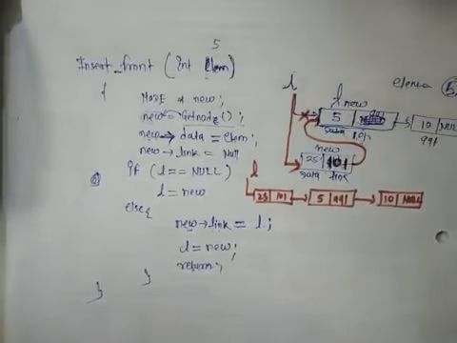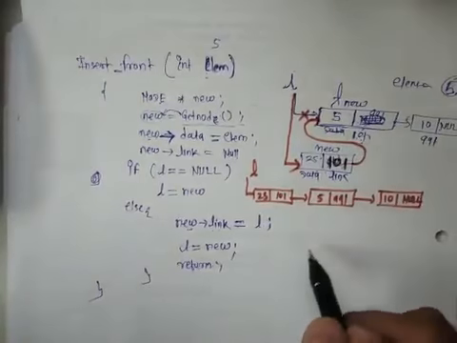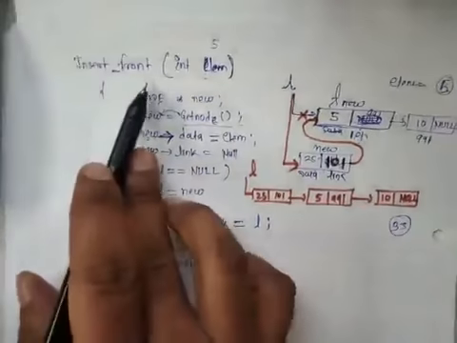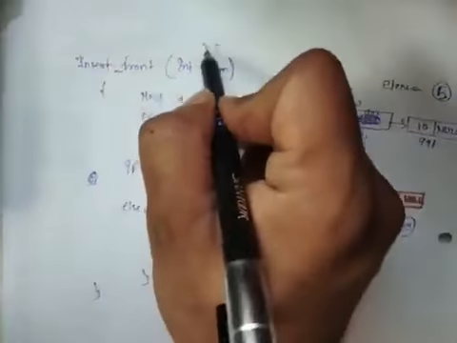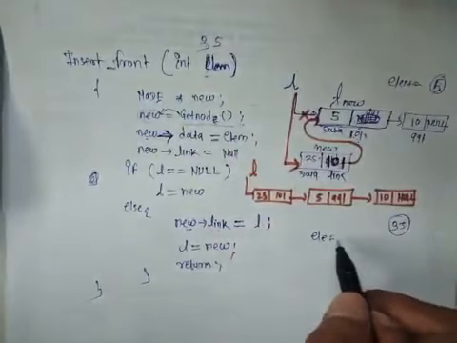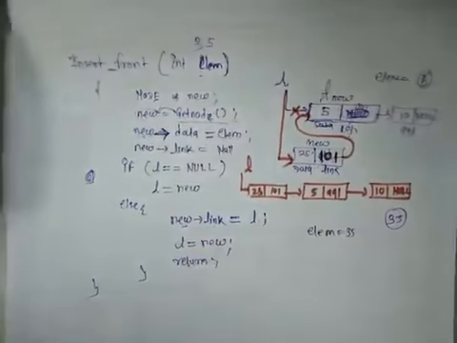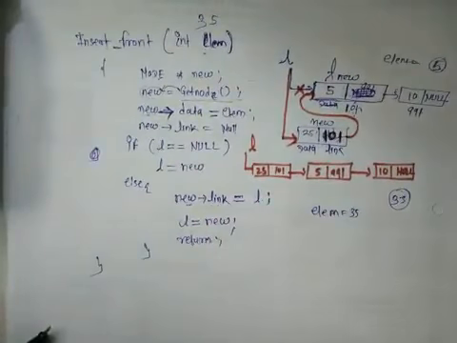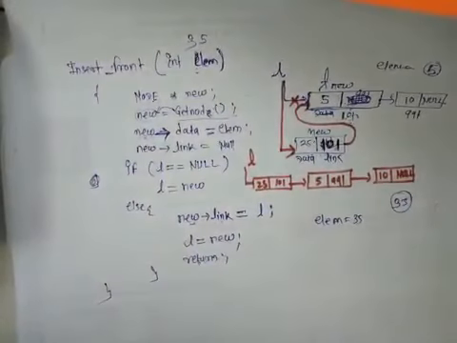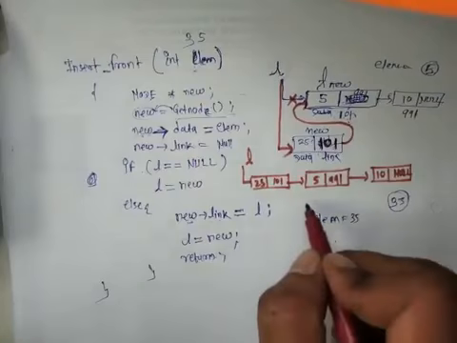Now let's check our code one more time to see whether it is working properly or not. I want to insert a new node which holds the value 35. So call this function insert front. Here we pass 35, so element is equal to 35. Now here comes the creation of a new node. Using the get node function we allocate memory for it. So this is a new node created.